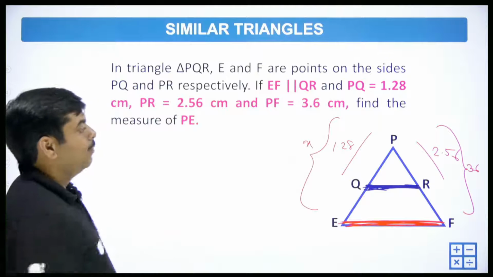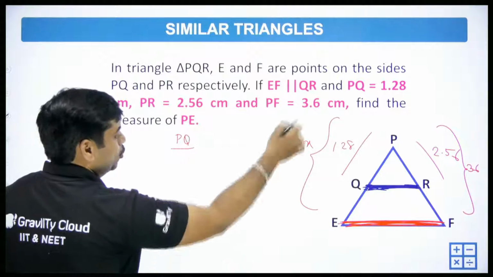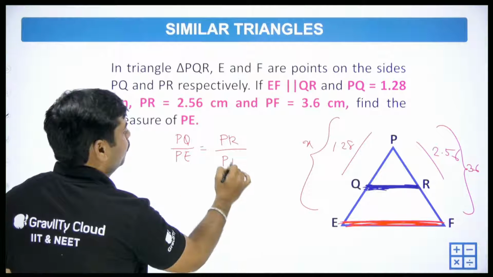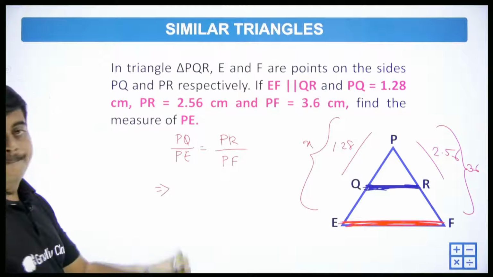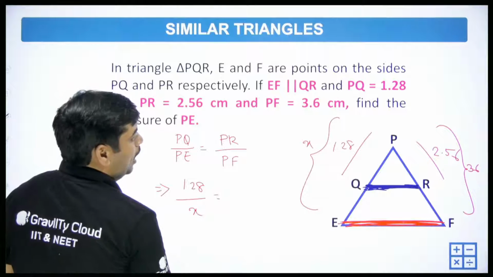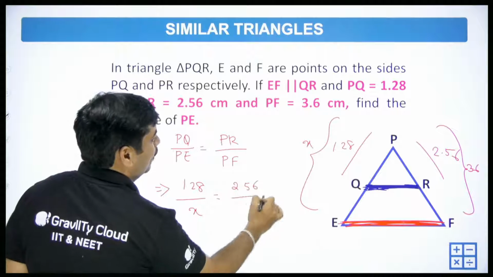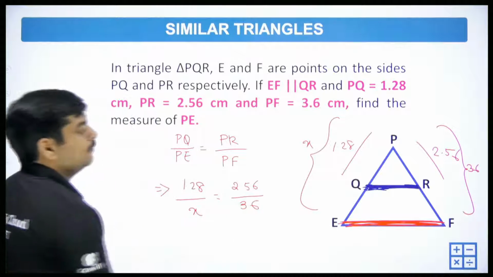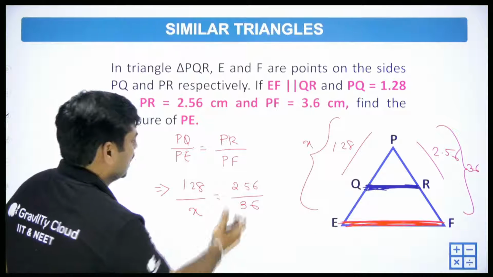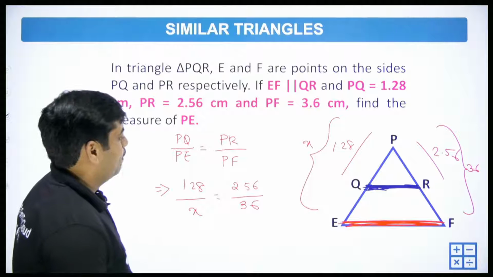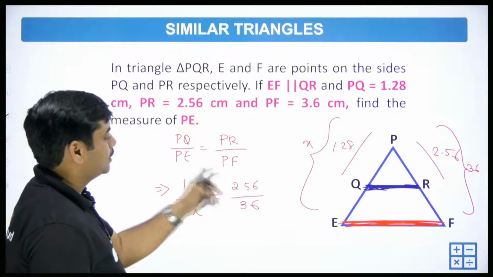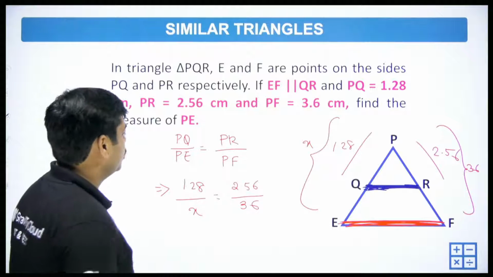So now we need to find the total, this value, let us take it as X. Based on the basic proportionality theorem, we can write PQ by the complete PE is equal to PR by PF. So PQ is 1.28 by PE, the complete thing X, is equal to PR, which is 2.56, by PF, which is 3.6, correct? So can we cancel? Maybe with 30, I think we can cancel that with 6. But with some decimals we need to take care.